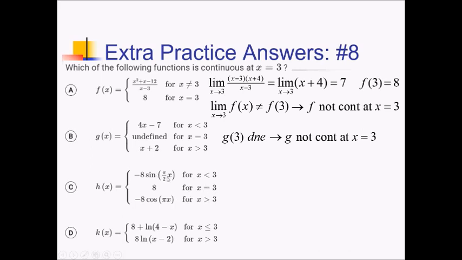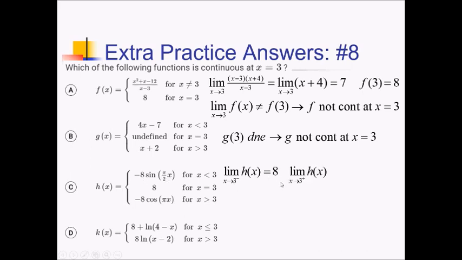For the left limit, we're plugging 3 into this less than 3 rule here. So if we do the left side limit, that's going to be sine of 3 pi over 2. That's going to be negative 1 times negative 8 gives us positive 8.